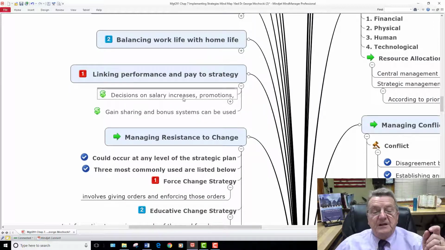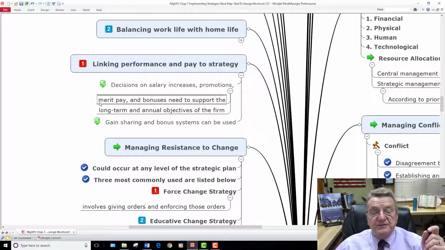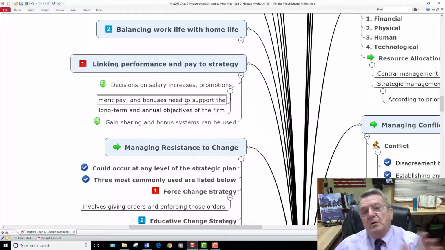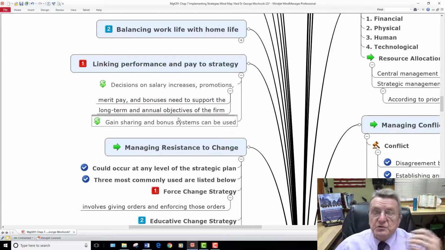Like it or not, decisions on salary increases, merit pay, and bonuses need to support the strategy. You brought the new process up to here. It's running 90% effectively. You reduced your customer complaints. You're no longer on the old process, and you've got a bonus or pay involved. Not only you as a manager, but your team and individuals. Gain-sharing bonus systems could be used.